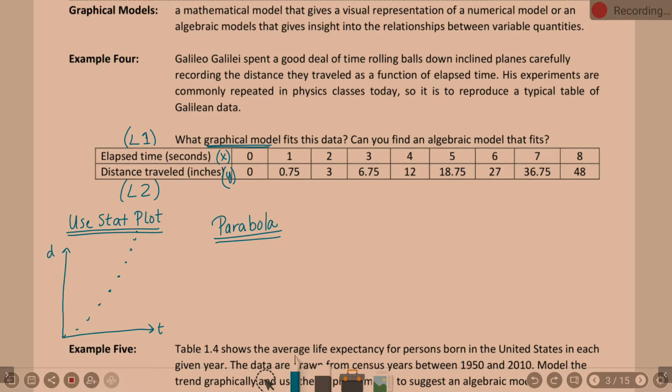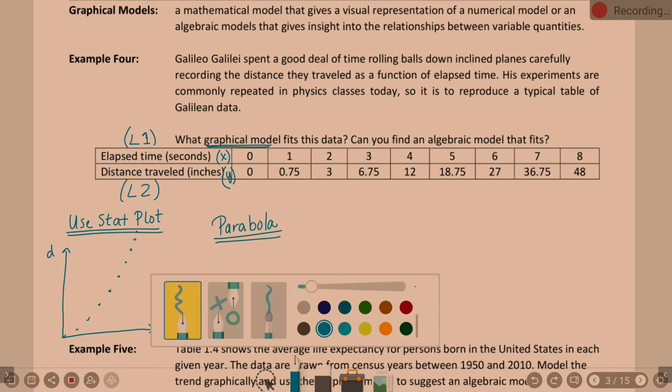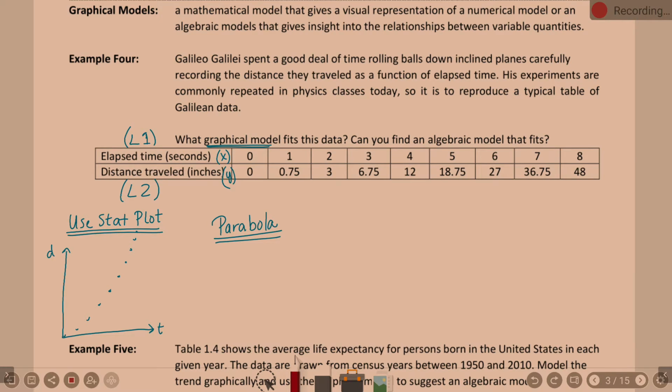And so right there, we've done the graphical model, guys. The graphical model is this, identifying it as a parabola. The other part of this problem, though, asks us to find an algebraic model. Okay, so algebra-wise, what does an equation of a parabola look like? What do you think about when we talk about parabolas and equations?